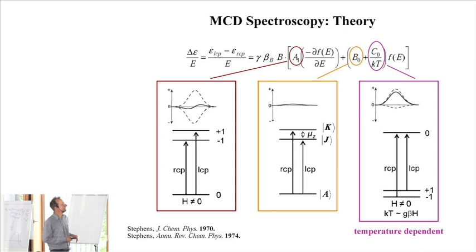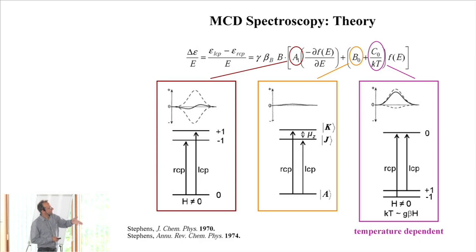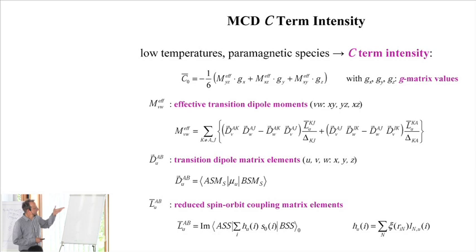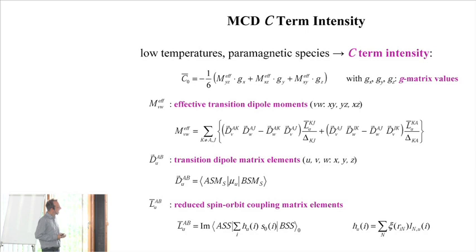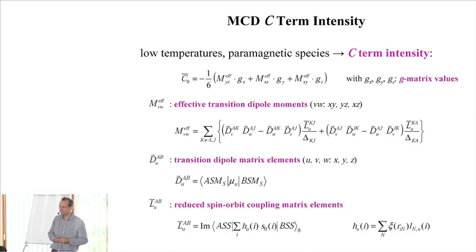from the ground state. So if you have paramagnetic compounds, the most interesting terms are the C terms, and I will also focus on these C terms in what follows. As I said, if you have low temperatures and paramagnetics, then your MCD intensity is dominated by the C term intensity. And the C term is the sum over effective transition dipole moments times the gx, gy, gz values of your ground state g tensor.